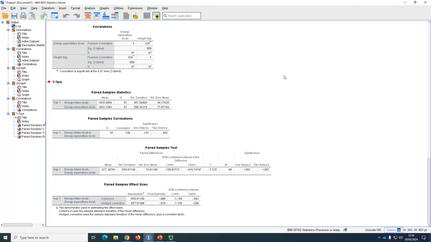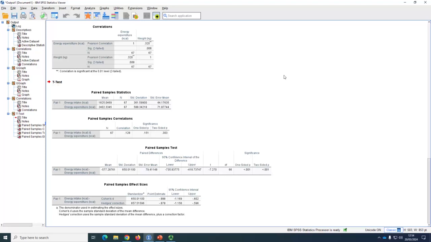Ignore this middle table, go to the one that says paired samples t-test. Take a look there. Can you see it says mean minus 577.2, something like that? If you took 1,825 and subtracted 2,402, you would likely end up with that number. That's the mean difference, or the difference in means. That's how much of a difference there is between the two. That's the first thing.